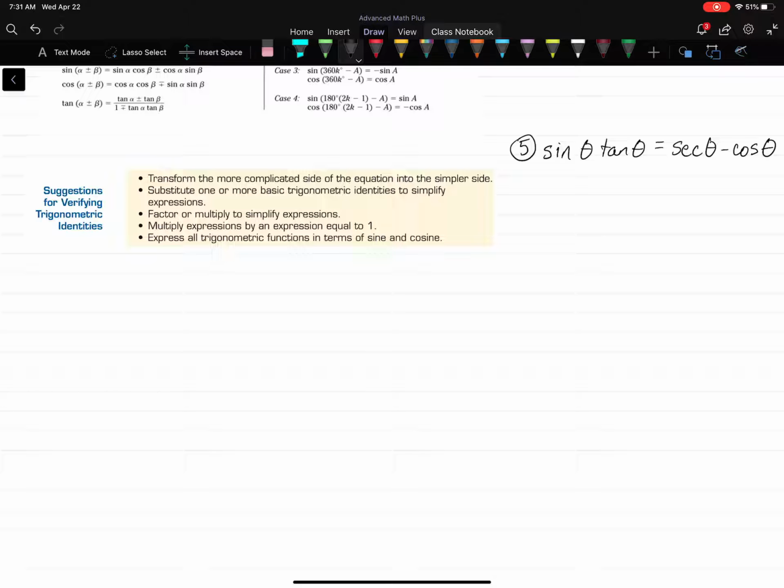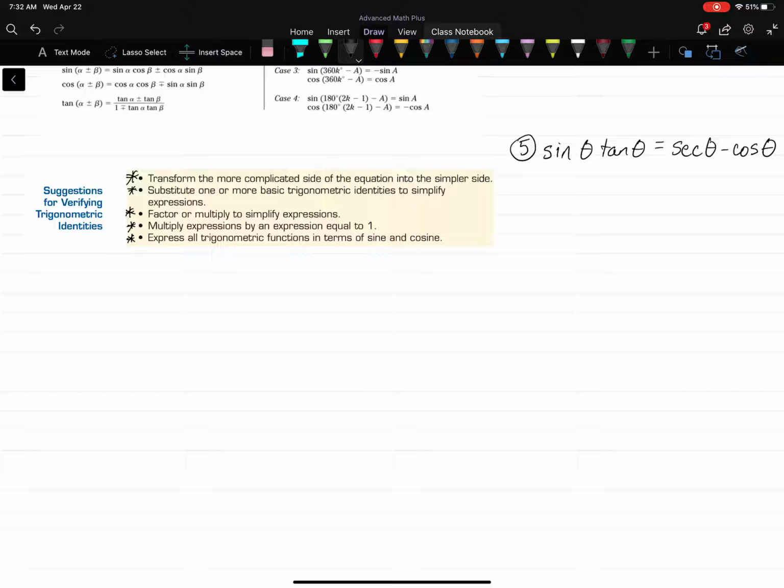The first suggestion is to transform the more complicated side of the equation to the simpler side. Substitute one or more basic trig identities to simplify expressions. We'll do that almost every time. Factor or multiply to simplify expressions. Multiply expressions by an expression equal to 1. And then finally, express all trigonometric functions in terms of sine and cosine.